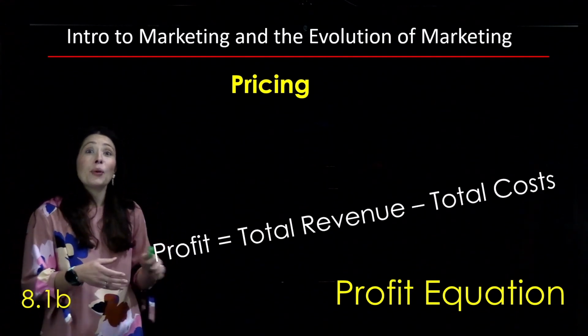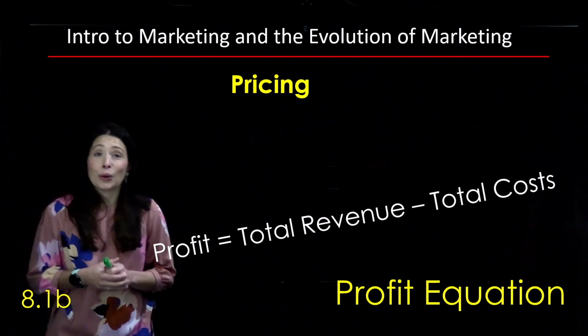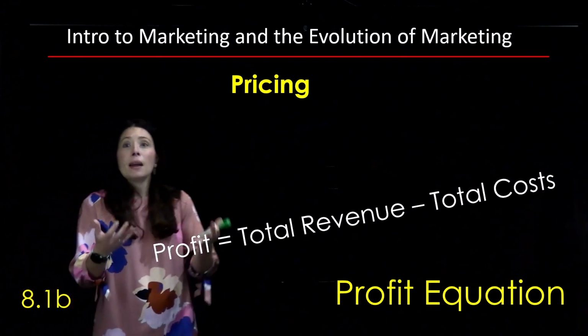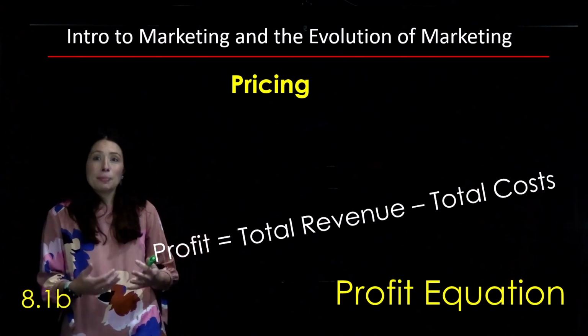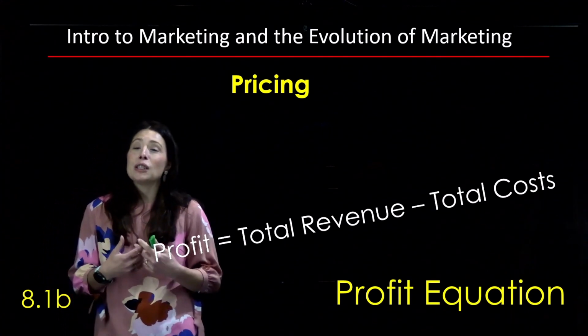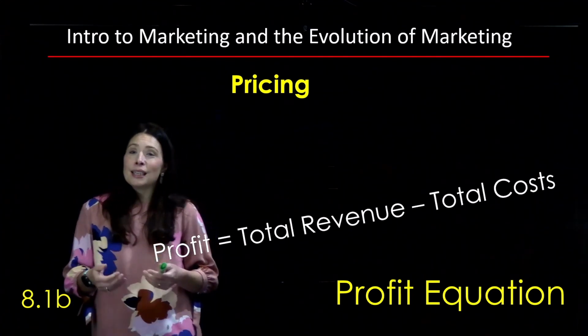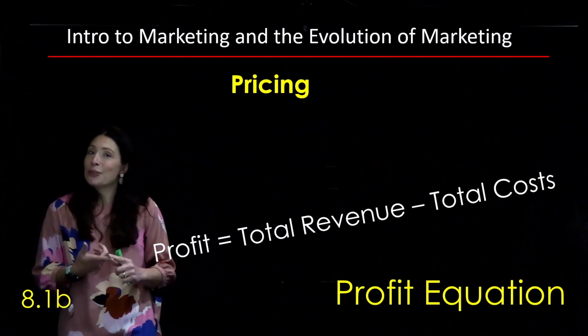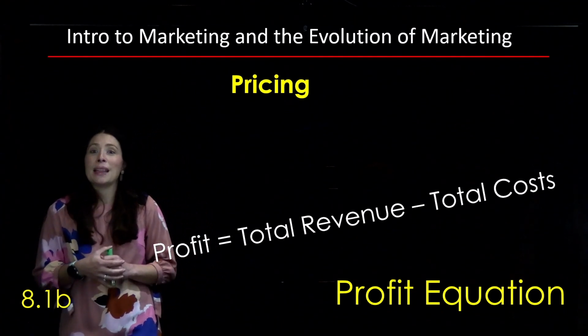Profit is simply total revenue minus total cost, meaning we have to bring in more revenue than what we are spending on the product or service to produce and sell. This can include both indirect and direct costs, which we will get into in this module.